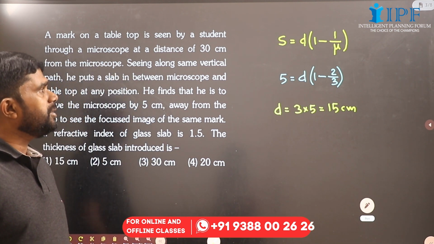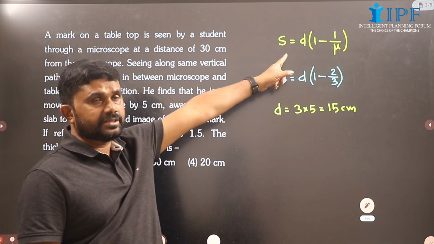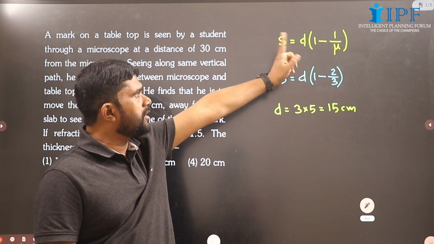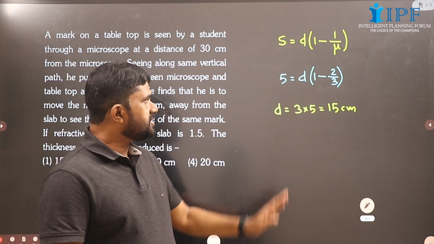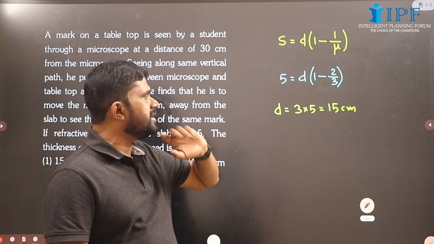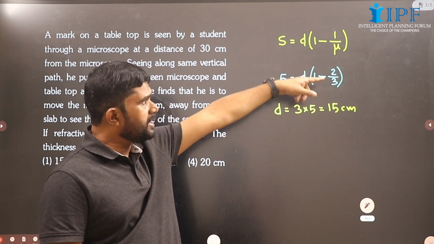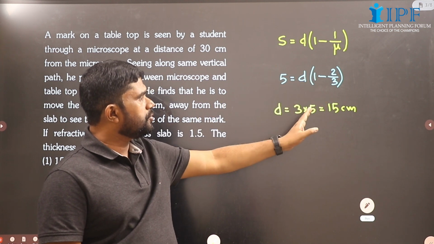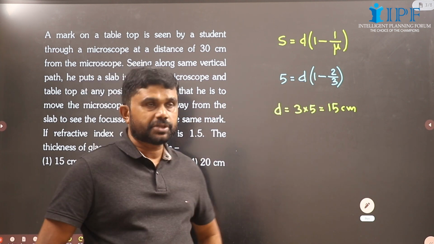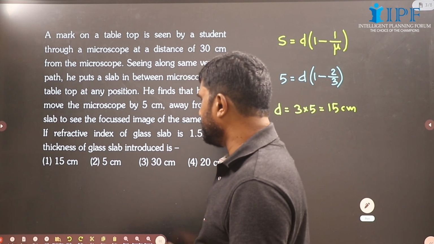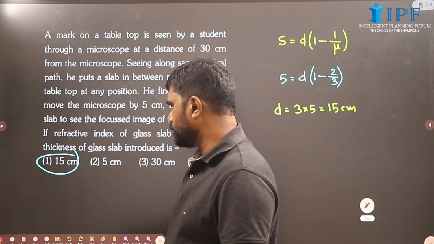We have a formula for shift, that is d, the actual thickness of the slab, into 1 minus 1 by mu. The shift is 5 cm and the refractive index is 3 by 2. So 1 by mu means 2 by 3. So we will get d, the thickness, equal to 3 into 5, that is 15 cm. This must be the correct option.